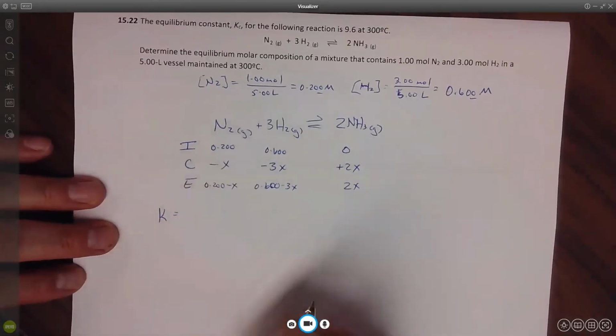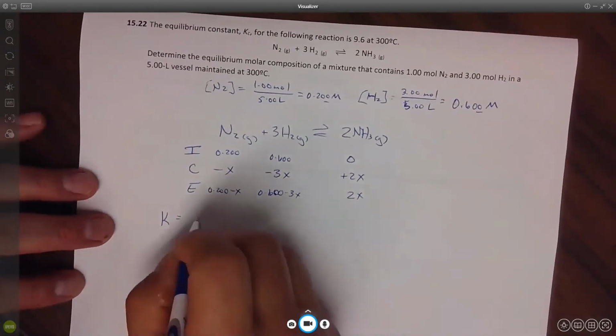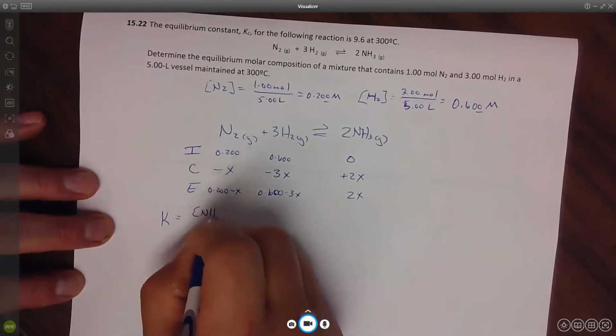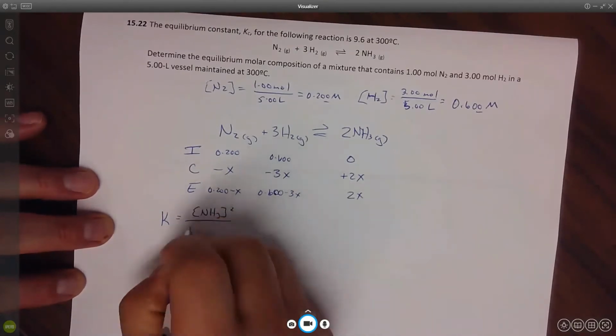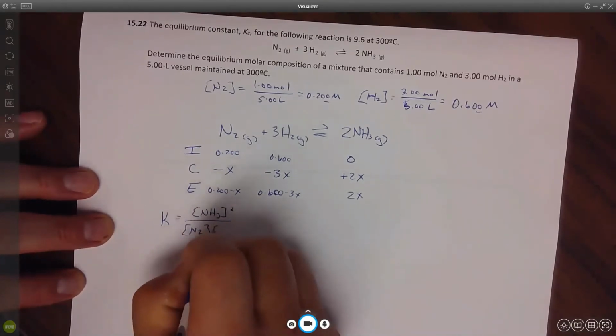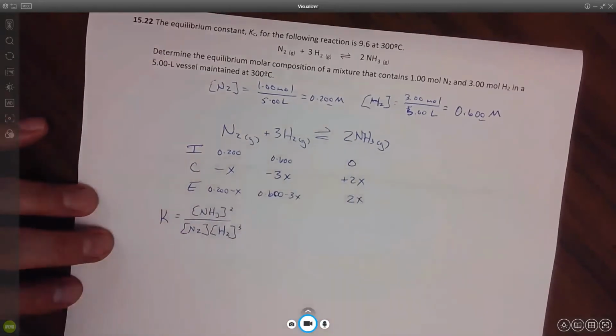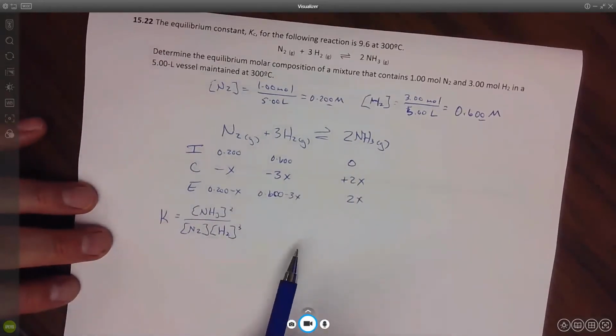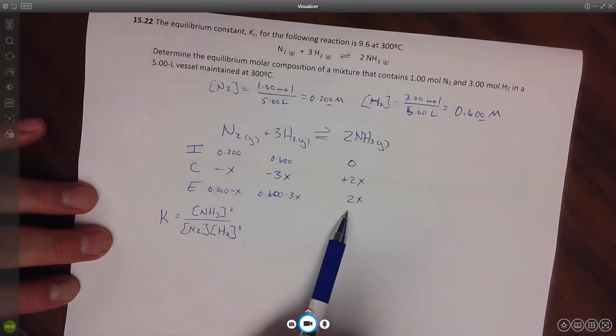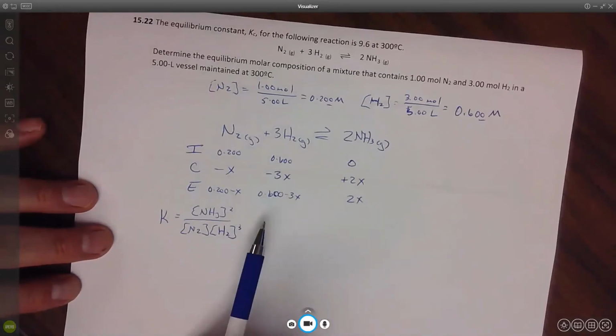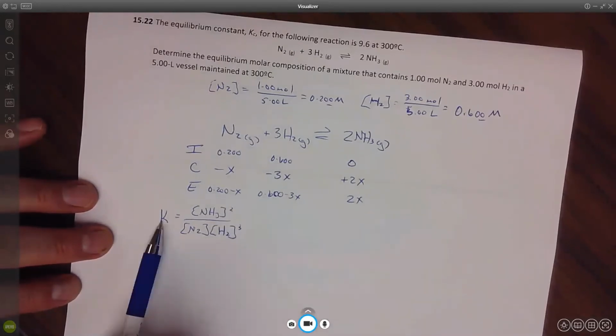It's going to be NH3 squared over N2 and then H2 cubed. And then you plug in the 0.2 minus X for the N2, the 0.6 minus 3X for the H2, and the 2X for the NH3 squared. And then you just solve for X. Okay, but we have X and K. We have 2 unknowns.